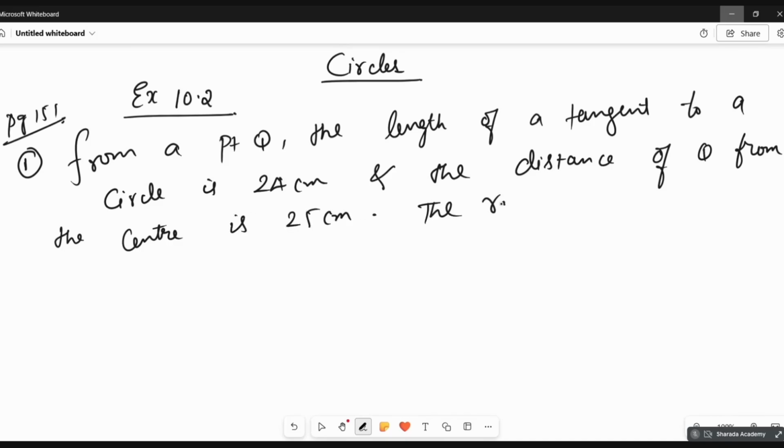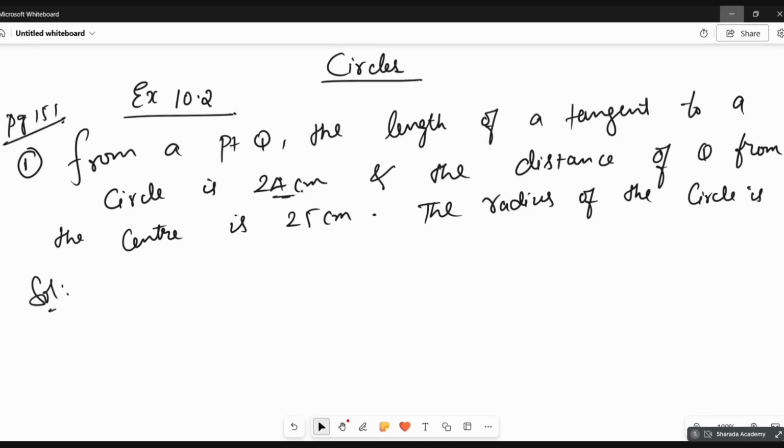The radius of the circle is... Calculate this fast, everyone. No options not required, I think. Calculate from a point Q, the length of the tangent of a circle is 24. So length of the tangent is 24 and distance of Q from the center, it is 25 centimeter. What is the radius of the circle?